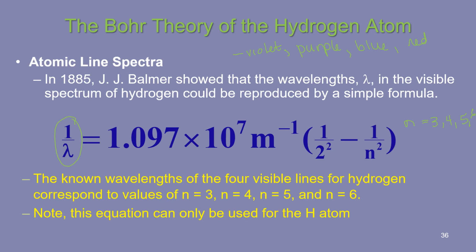Again, this equation was only used for the hydrogen atom, and that's the only one we're going to use it for. But if n changed to different integers, 3, 4, 5, 6, the wavelengths that we got exactly matched those 4 lines. So that's very interesting.